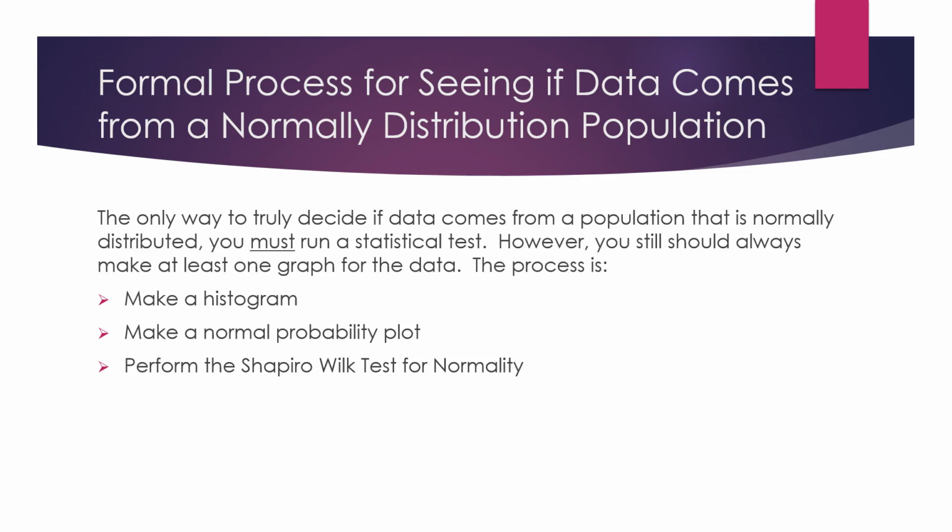There are three different steps to the process of checking for normality. The first one is to make a histogram, which we've already done and discussed. And the second two are going to be new to us for this topic, and they are make a normal probability plot and perform the Shapiro-Wilk test for normality.